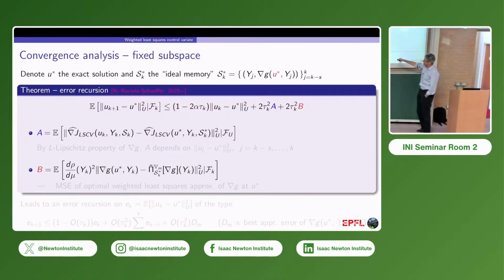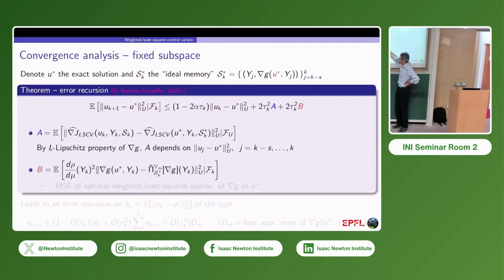So the B term is essentially the projection error on the subspace, because this is related to this least squares, and I compare with the exact value. So the B term will be of the same order as the discrete least squares projection error. Whereas the A term is a comparison of these two estimators, this one that uses the whole history, and this one, the ideal one, where all the evaluations are consistent in the optimum. So I assume the Lipschitz continuity of the gradient. So this essentially relates to all the errors u_j minus u star for all the j's in the memory.